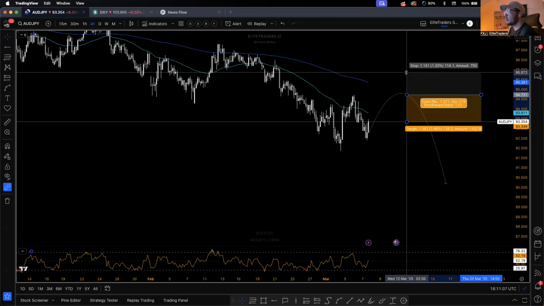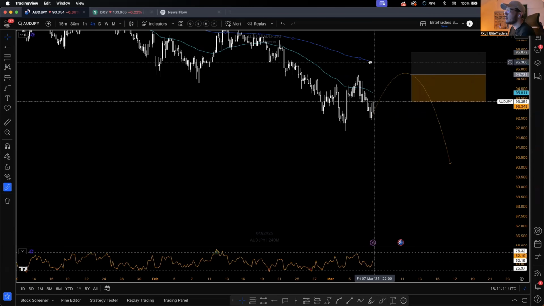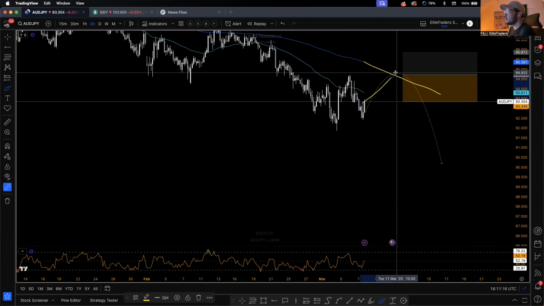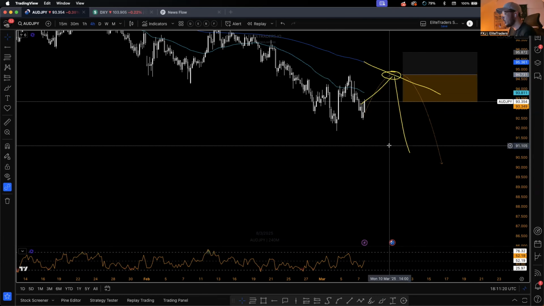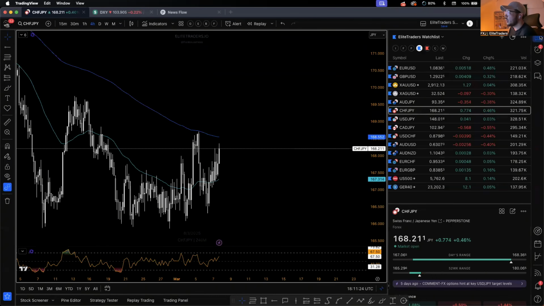Again, just looking for some sort of pullback here, potentially within... Oh, sorry, let me just pull up my brush here. Potentially, just some sort of pullback into this 200 moving average would be amazing, and then we can just continue the downside momentum. So we will see. But again, a lot of these trades are really relying on pullbacks.